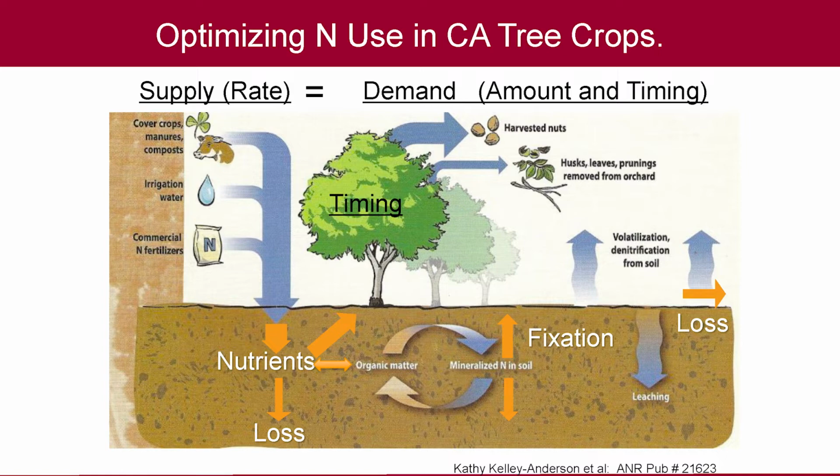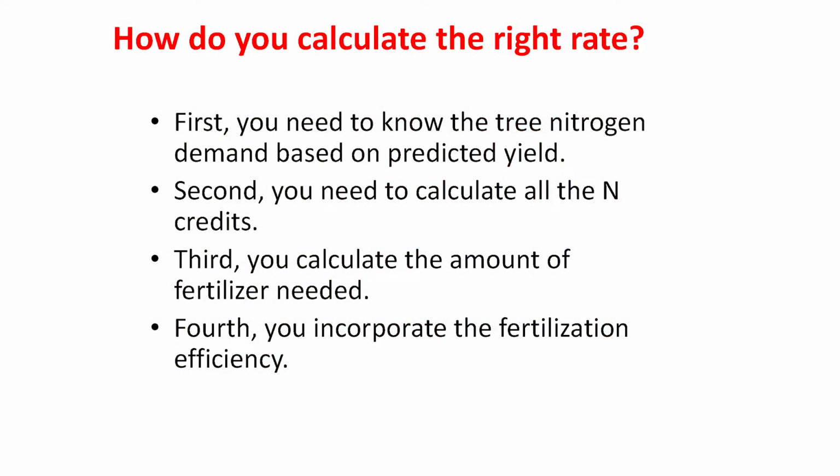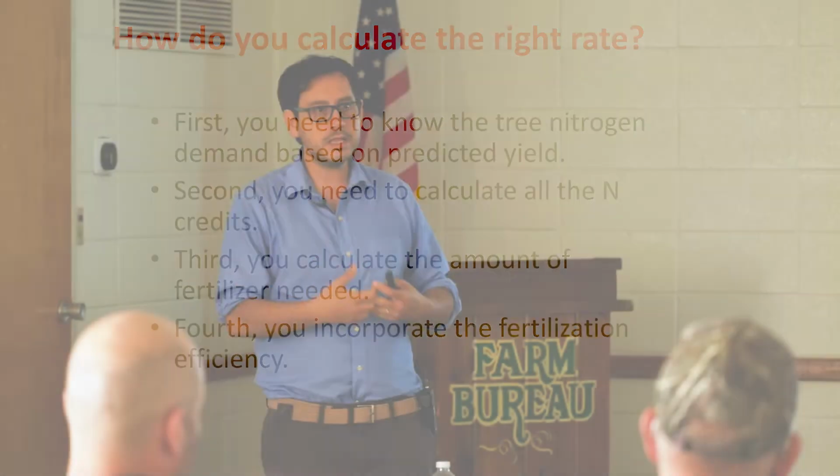So let's talk about how to calculate the right rate, okay? I'm going to show you 4 bullets, 4 steps of the logic that I use to calculate the right rate. So the first thing is that you need to know the tree nutrient demand based on predicted yield. In almonds, we have seen over and over that the amount of kernels that you're going to produce tells you so much about how much nutrient that tree is going to need that having an early estimation of how much the tree is going to produce is a really good indicator of how much the tree is going to need in terms of nutrients.